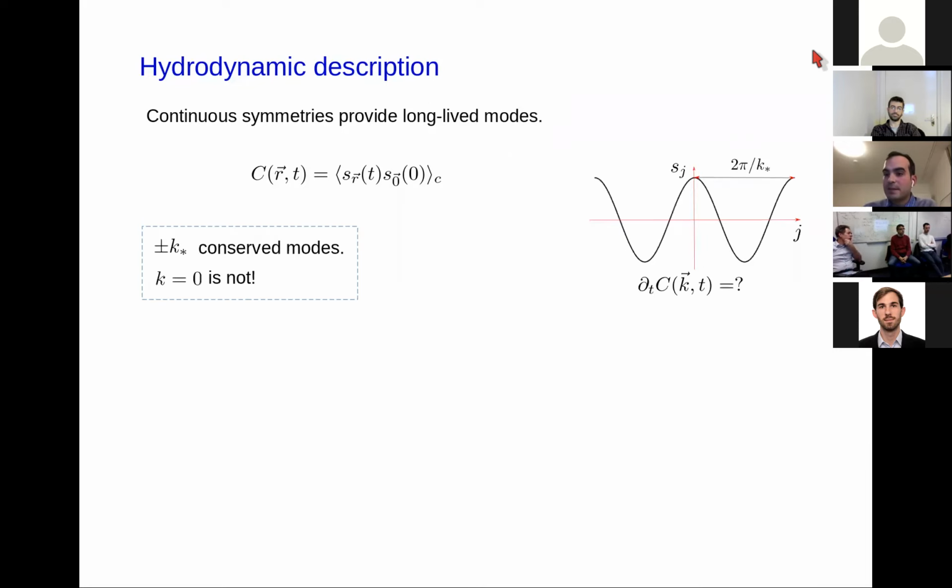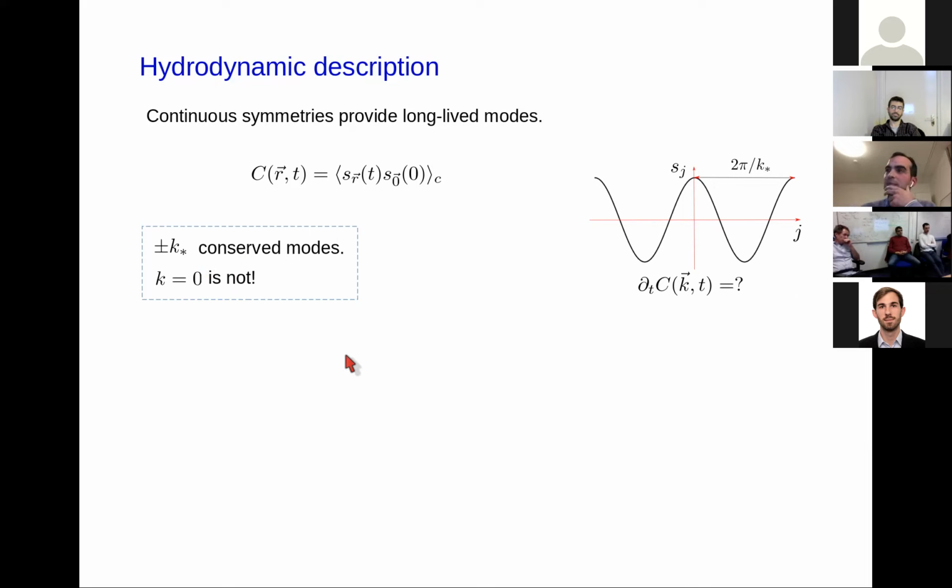However, if you have quasi-periodic symmetries, say you prepare an initial configuration tuned with a wavelength that is exactly 2π over k star. Since this momentum is conserved, this shouldn't evolve at all. What this means is that although k equals 0, the total spin, is not conserved, there are some finite modes that are conserved, which rules out a naive expansion in the small k limit, okay?